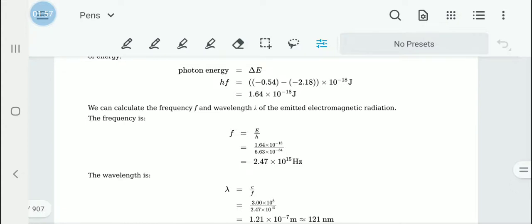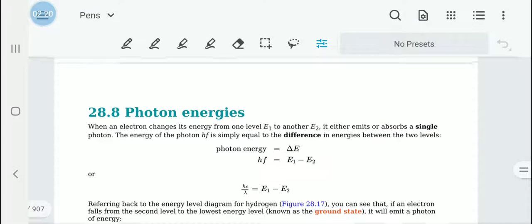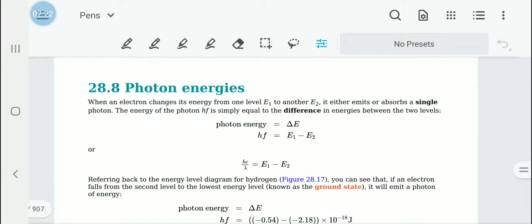Using this, because it is hf and you know h, you can figure out what the frequency is. Using the frequency you can figure out the wavelength, and then you can figure out which part of the electromagnetic spectrum this belongs to. That is what is given here. Write down a note on this. Photon energies.